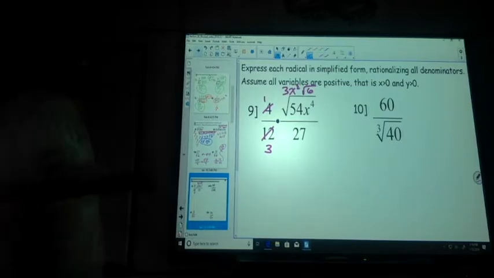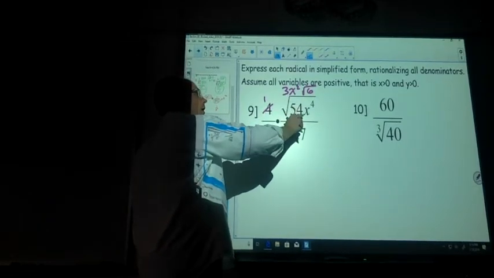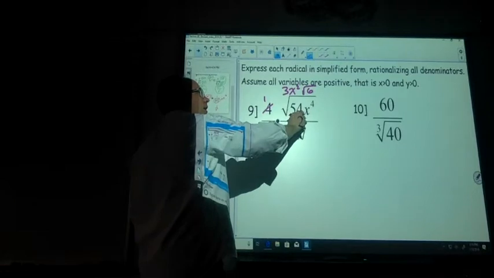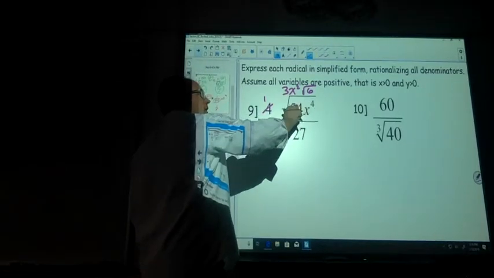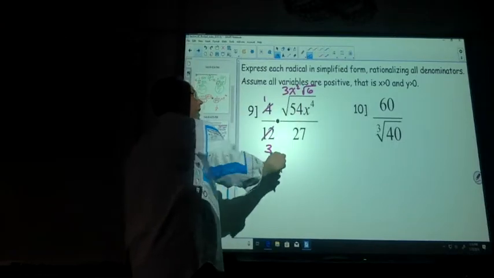Okay, so 9 times 6 is 54. So let's decipher this part by part. 9 times 6 is 54, yes? The square root of 9 is? 3. The root 6 stays behind. And then x to the 4th, I'm going to take half of it because that's a perfect square. That's where the x squared came from.